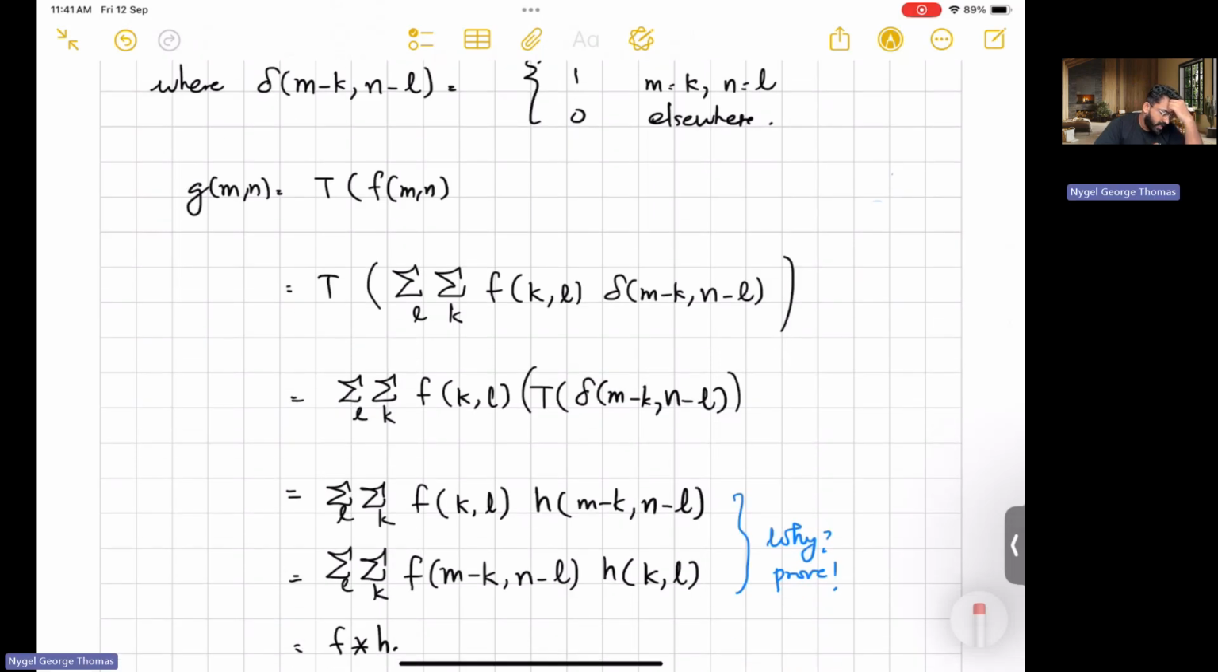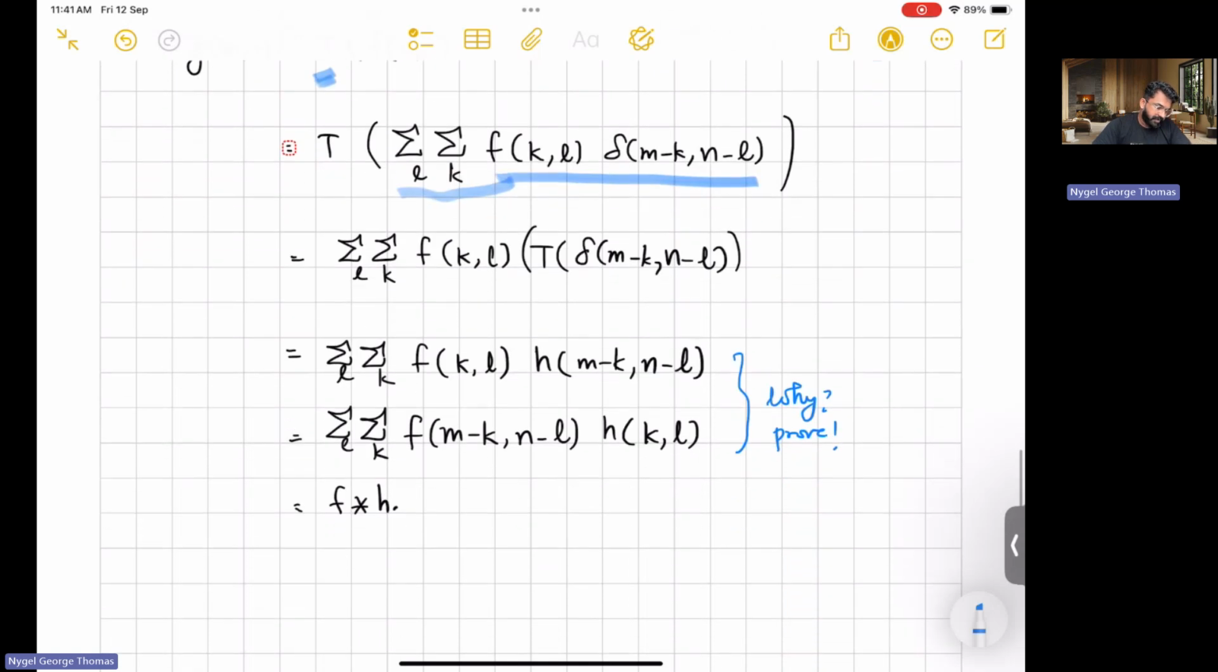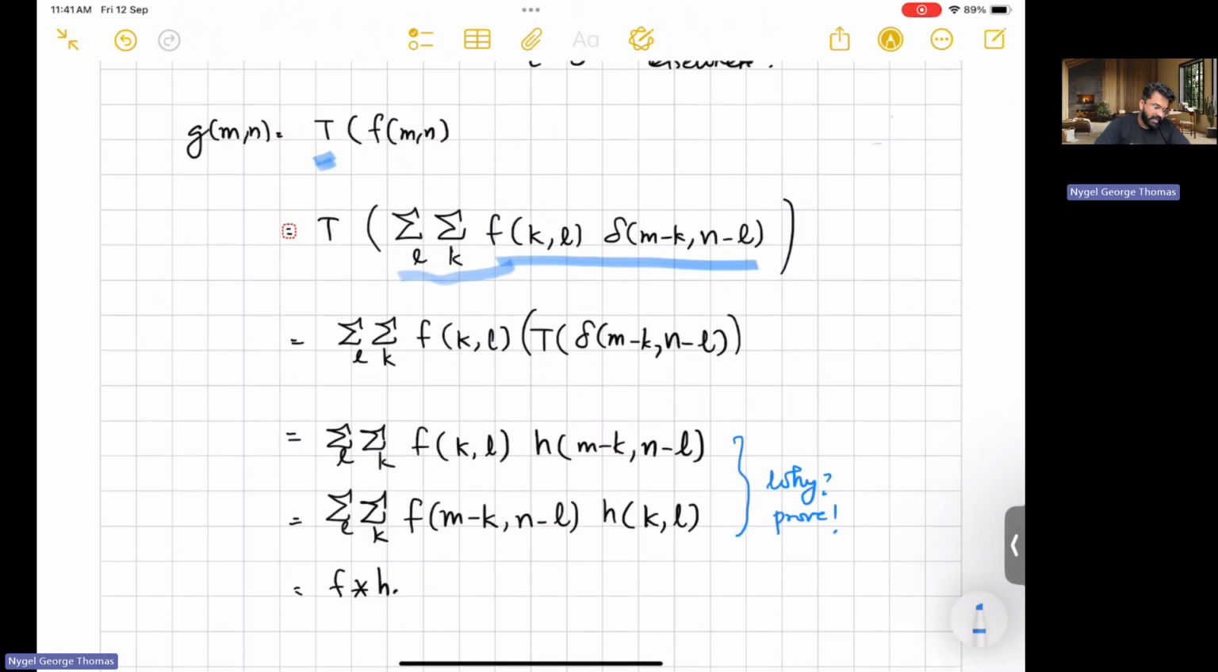So we're trying to apply the transformation on f of mn. Note that this is a linear shift invariant transformation, only then we can apply this. So we've written f of mn using the canonical delta. f of mn can be written as sigma over the entire l, sigma over the entire k, f of kl into delta of m minus k into n minus l. And the transformation is being applied on the entire f of mn.